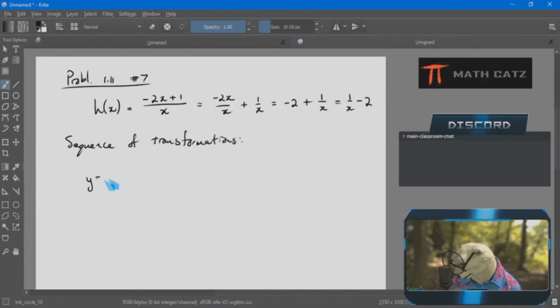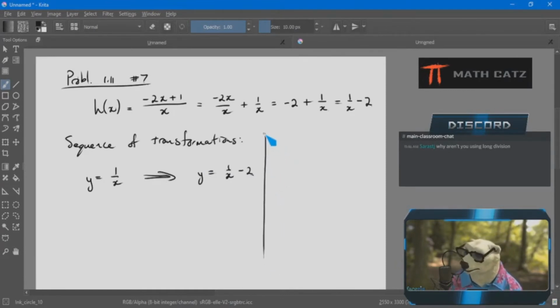Start with y equals 1 over x, and I'll go to y equals 1 over x minus 2. Super simple. I'm not using long division because I don't need to. But if you insist, we can totally do long division, inside the house, outside the house.